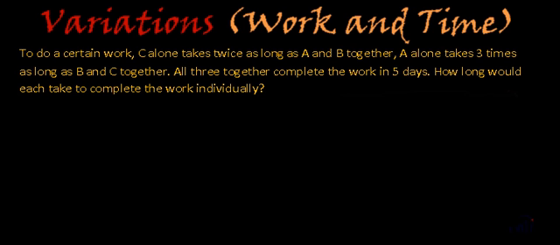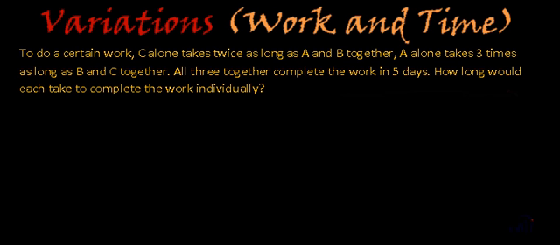Hey, so again we have a time and work related problem. So let's first read out the statement. The statement says: to do a certain work, C alone takes twice as long as A and B together. A alone takes 3 times as long as B and C together. All three together complete the work in 5 days. How long would each take to complete the work individually?